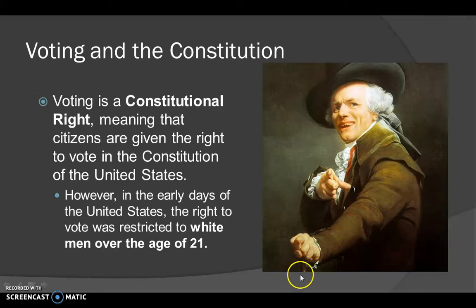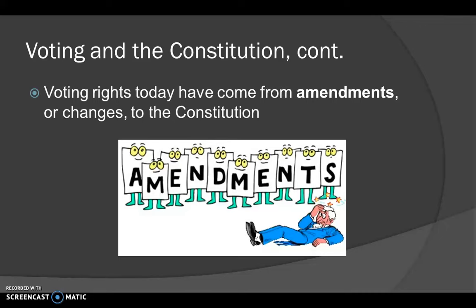Look at him. He thinks he's so cool. He's like, I can vote and you can't. Ha ha ha. We'll see about that, because the voting rights that we have today have come from amendments or changes to the Constitution.